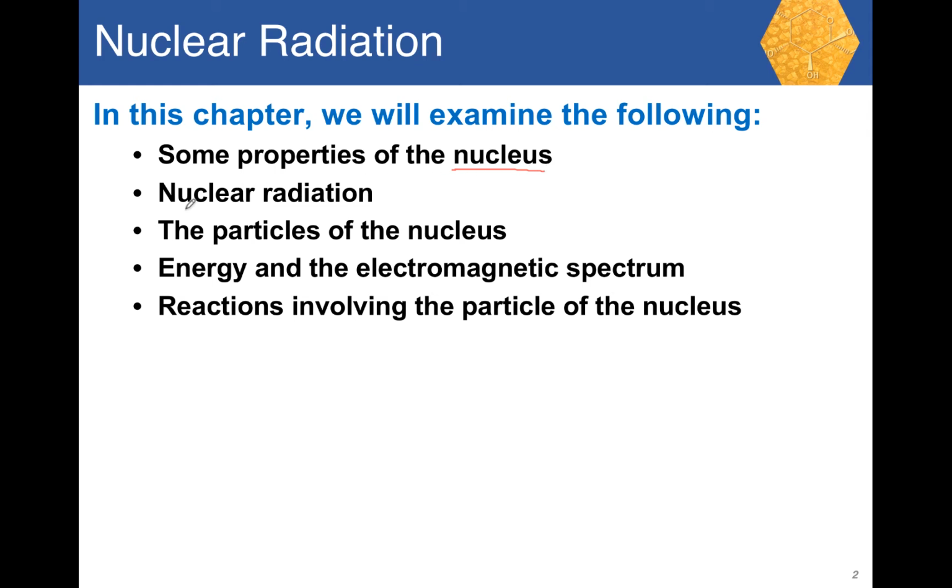Then next we'll look at nuclear radiation. That's going to be something new for us. We'll define nuclear radiation and we will apply that. And then we'll look at the particles of the nucleus. We've already covered some of that earlier in the course. Next we'll look at the energy of the electromagnetic spectrum, or the relationship between the energy and the nucleus. And lastly, we'll look at reactions involving particles of the nucleus.